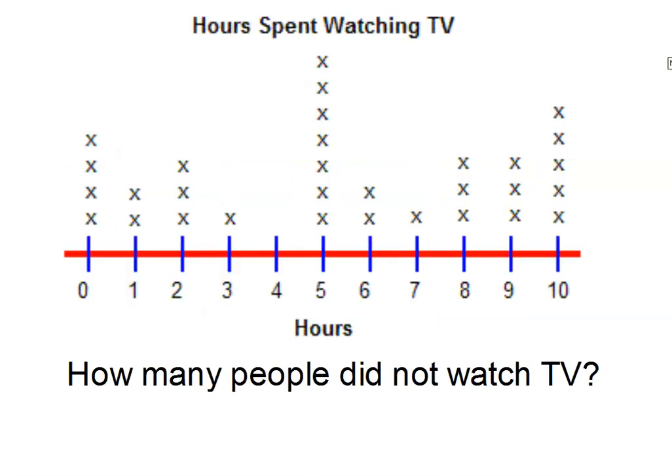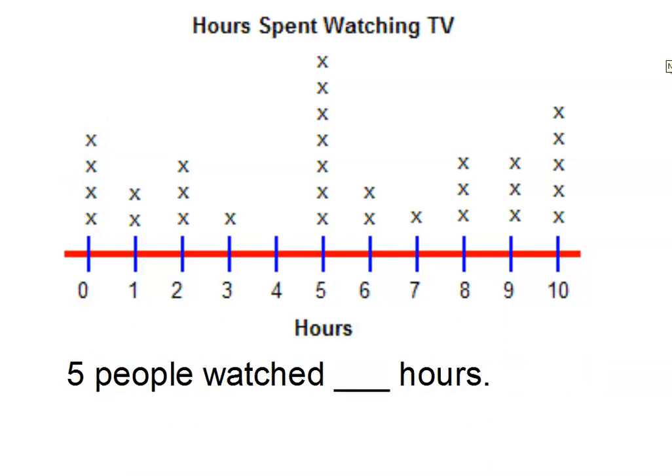A similar kind of graph. This time we've got hours spent watching TV. How many people did not watch TV? Well, what number of hours would be not watching? 0 hours. So we've got 1, 2, 3, 4 people there. 5 people watch this many hours. So we need to find a number that has 5 X's above it. There's 4. Keep coming across here. 1, 2, 3, 4, 5. There we go. There are 5 X's above the 10 hours. So 5 people watched 10 hours of TV.